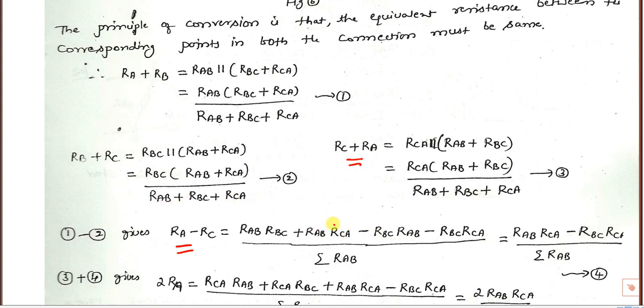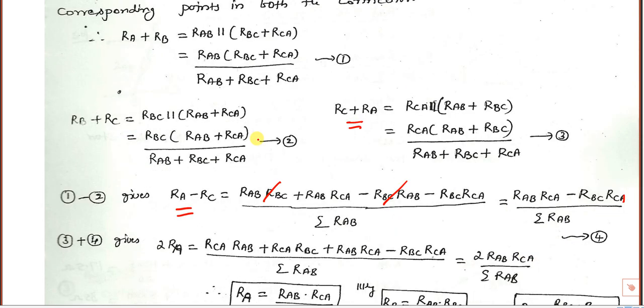And here RAB RCA will get cancelled. RAB RBC, RAB RBC will get cancelled. We are left with RAB RCA minus RBC RCA. Similarly, we got this expression for RA minus RC. Here in equation number 3, we have RC plus RA. If I add equation 3 plus 4, then minus RC plus RC get cancelled. We are left with 2 RA.